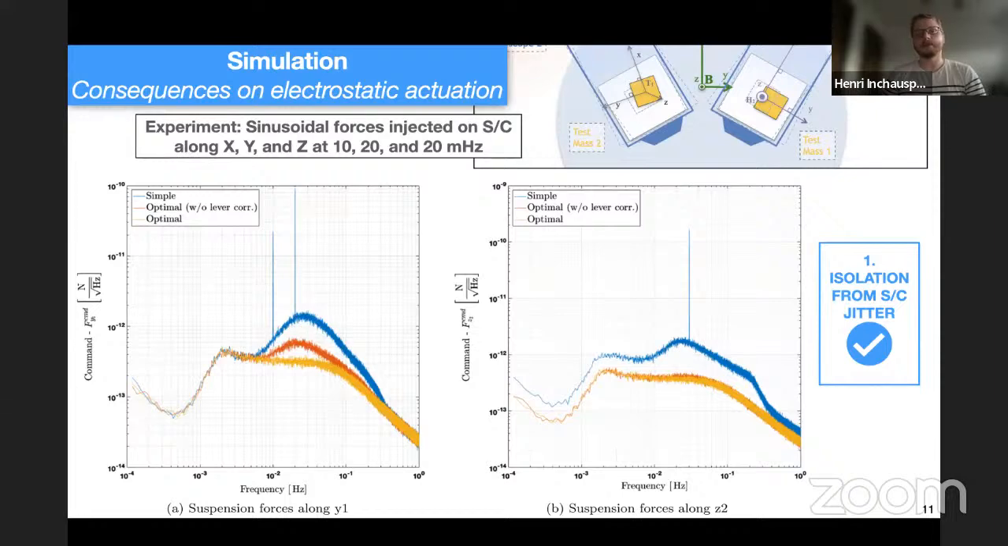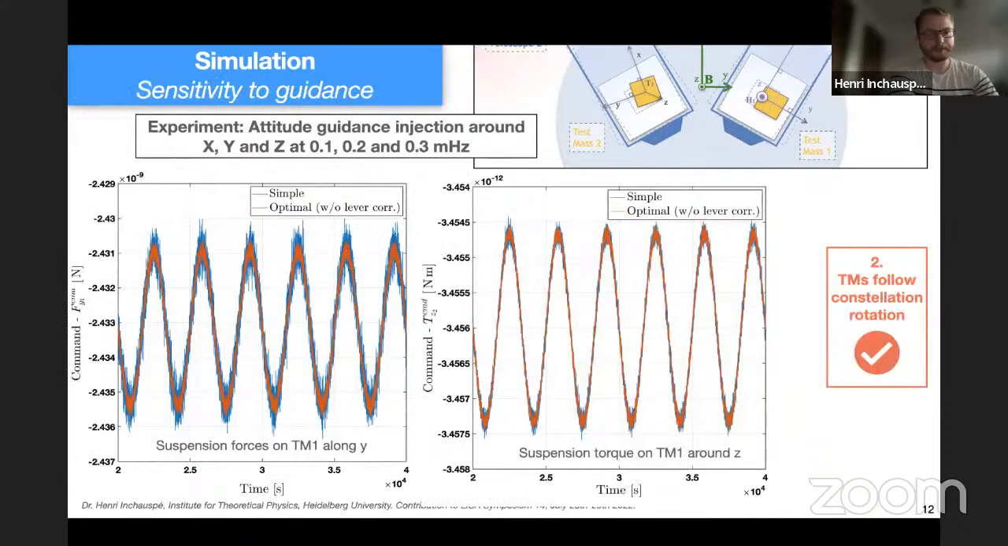The comparison between the red and yellow is with and without the lever arm correction. Here we didn't inject a torque, but you still have a noisy torque coming from the source noise. In the case where you don't correct for the lever arm, you still trigger some spurious suspension, which comes from the jitter. So if you include this lever arm, it is optimal. You can do the same experiment for the attitude, and it works perfectly well. That's an analysis we've done in the paper.